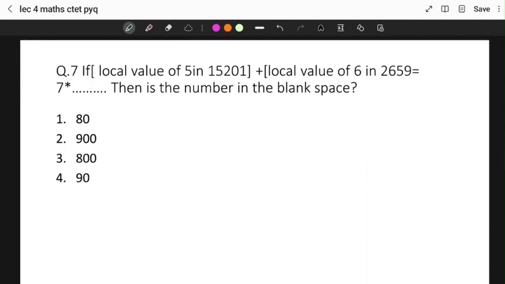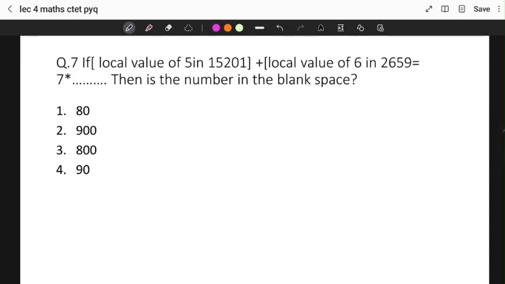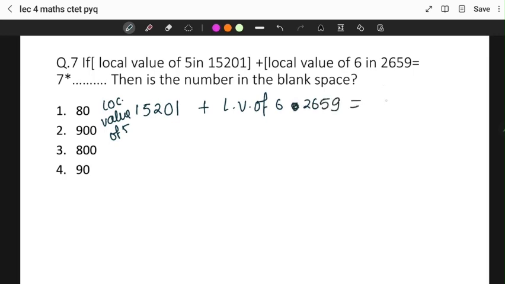Now the question is, if the local value of 5 in 15210 plus local value of 6 in 2659 is equal to 7 into what? I'll just write here: local value of 5 in 15201 plus local value of 6 in 2659 is equal to 7 into what is the question.